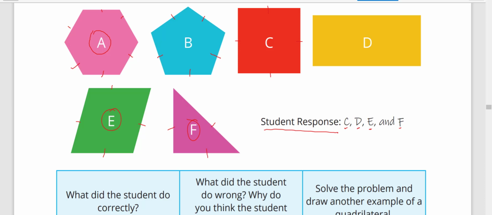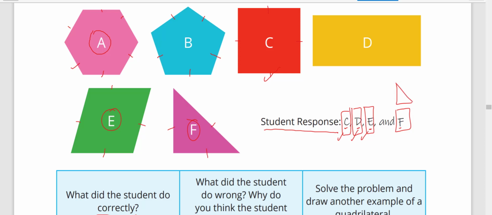Okay, what did the student do correctly? Shape C is a square. It is a quadrilateral shape. Okay. Shape D is a rectangle, so it's a quadrilateral shape. That's right. Shape E is a parallelogram, so it's a quadrilateral. Shape F is a triangle.